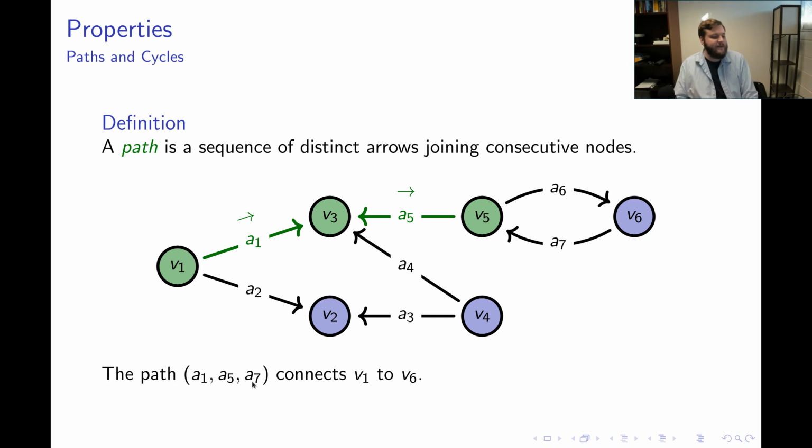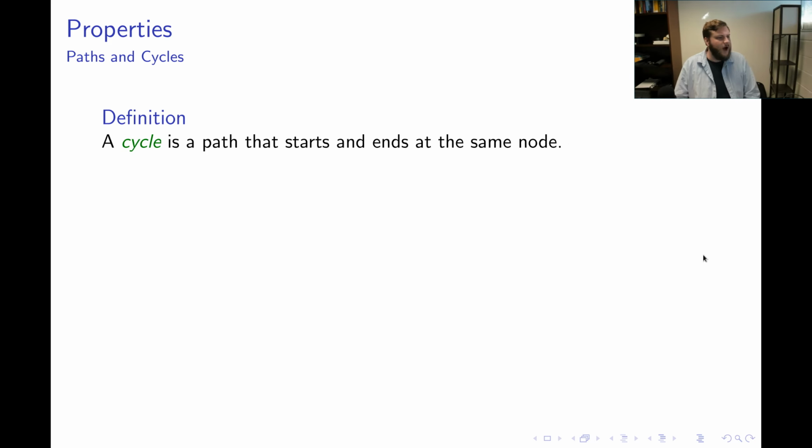And then finally, the third arrow in this path is A7. If I'm currently at the node V5, I travel against A7, and then this takes me ultimately to the node V6. So if you travel from node to node, either with or against an arrow, that is considered a path in the directed graph. And there are special types of paths called cycles. A cycle is a path where the start node is the same as the end node.